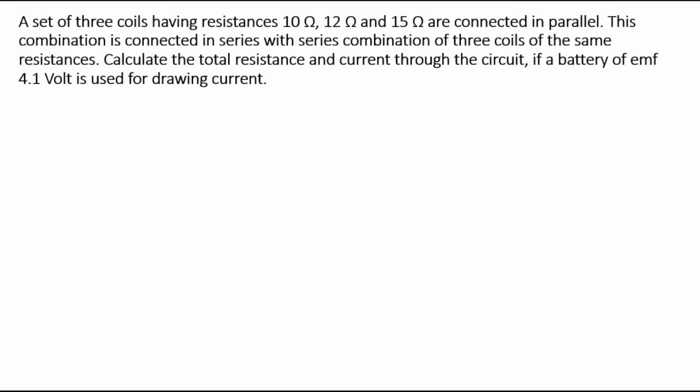A set of 3 coils having resistance 10 ohms, 12 ohms and 15 ohms are connected in parallel. This combination is connected in series with a series combination of 3 coils of the same resistance. Calculate the total resistance and current through the circuit if a battery of EMF 4.1 volt is used for drawing current. So let's first of all draw the circuit diagram.